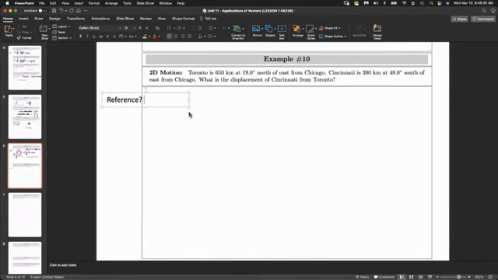That's right, it's Chicago. So Chicago becomes the center of the universe in this question. Our initial position is Toronto, and our final position is Cincinnati. So there you have it.